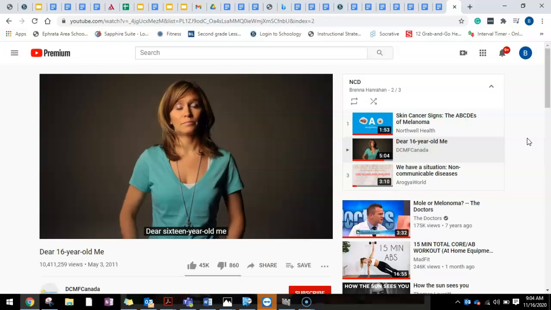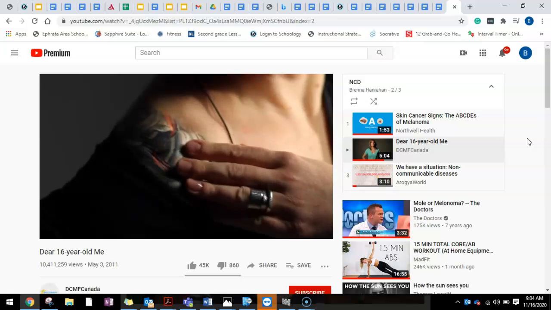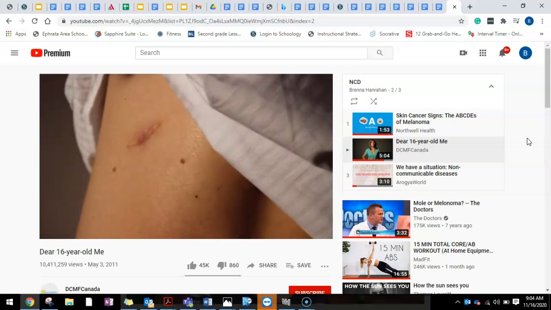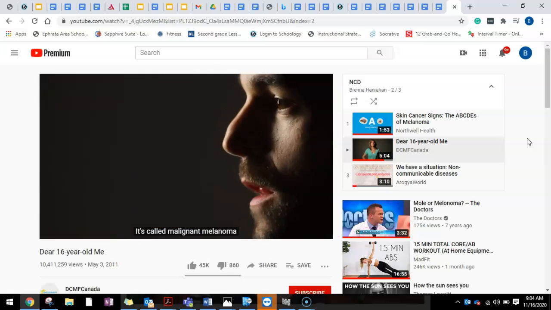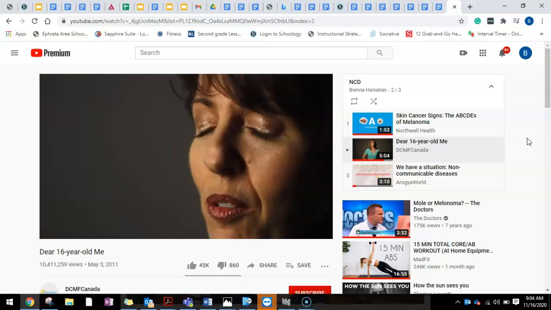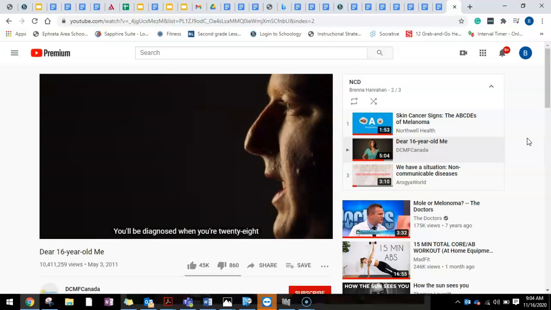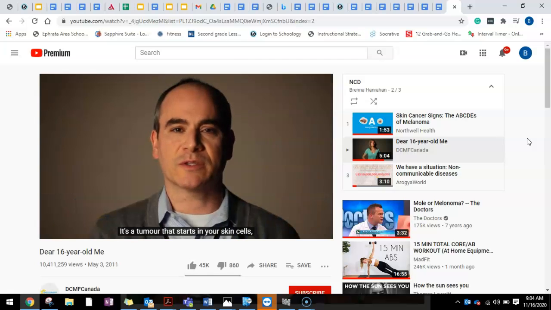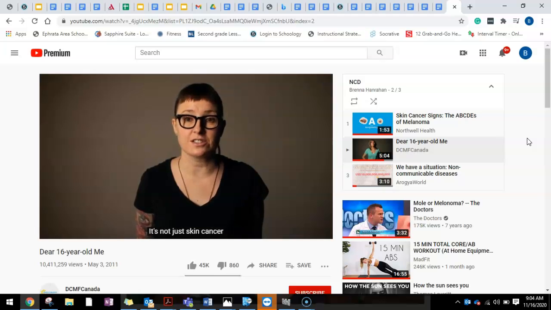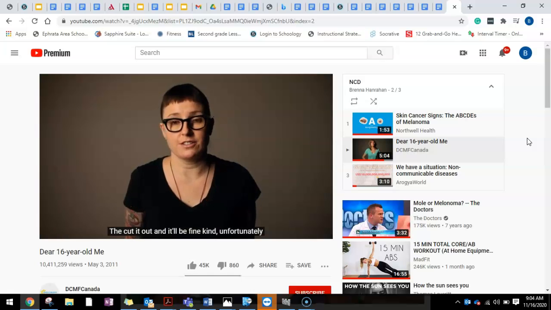Dear 16-year-old me. This is where they took the cancer out. It was something called melanoma. It's called malignant melanoma. Malignant? That's not a very friendly word. You'll be diagnosed when you're 28. It's a tumor that starts in your skin cells, the cells that give your hair and skin color. It's not just skin cancer. Well, it is, but not just the "cut it out and it'll be fine" kind, unfortunately.